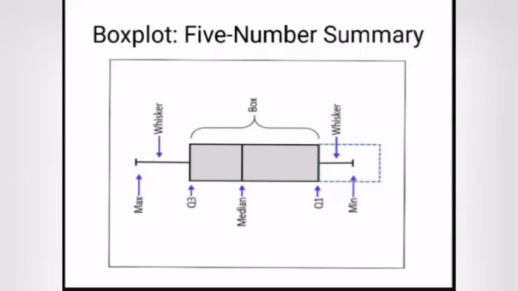So remember, we're starting from the minimum value to the maximum value. The first thing you write is the minimum value, then the Q1, then the median, then the Q3, then the maximum value. So this is the box. The box has the Q1, median, and Q3, and the whiskers connect the minimum and the maximum value.